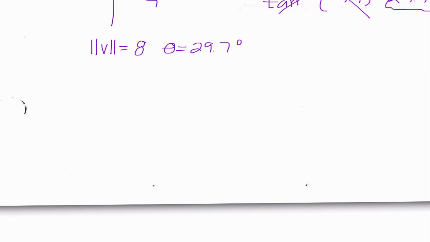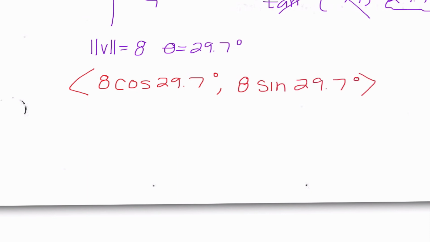Now we need to find this new vector. So we're going to do the magnitude times the cosine of 29.7, the magnitude times the sine of 29.7. So notice that in this problem, we're really not doing that much work that's different. We're just combining a few different concepts. So I get that this is 6.9, and when I do 8 times the sine of 29.7, I end up getting 3.96 or 4.0.